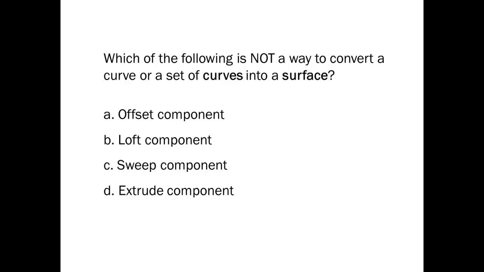Offset. Good. What does offset do? Offsets, right? If you have a curve, it's going to produce a copy of that curve at some distance. But is that a surface? No, that's another curve, right? And the other way to offset something is if you have a surface and you offset it, but that's not a curve to begin with, right? So by process of elimination, the offset's the wrong choice.